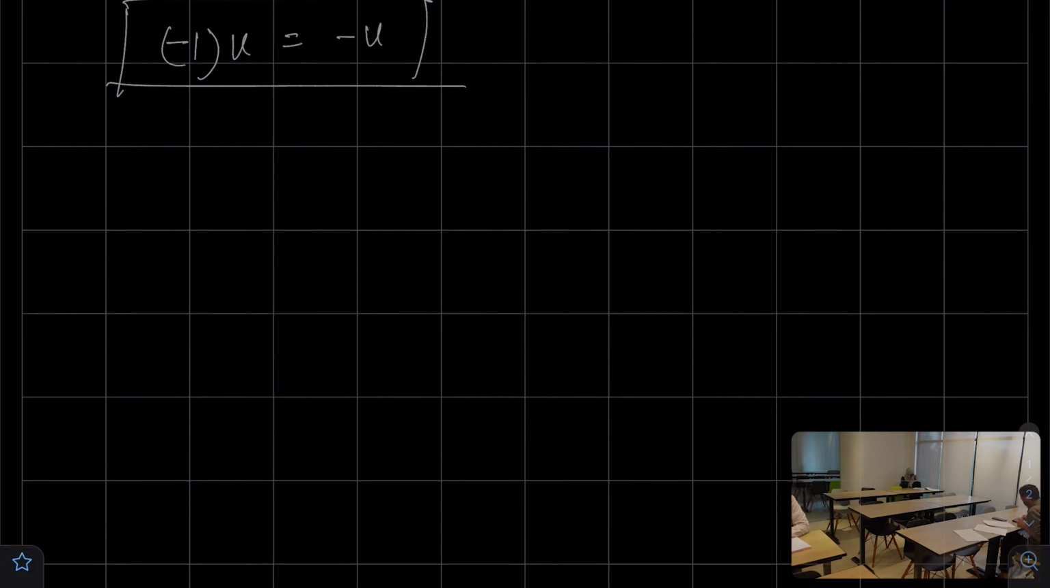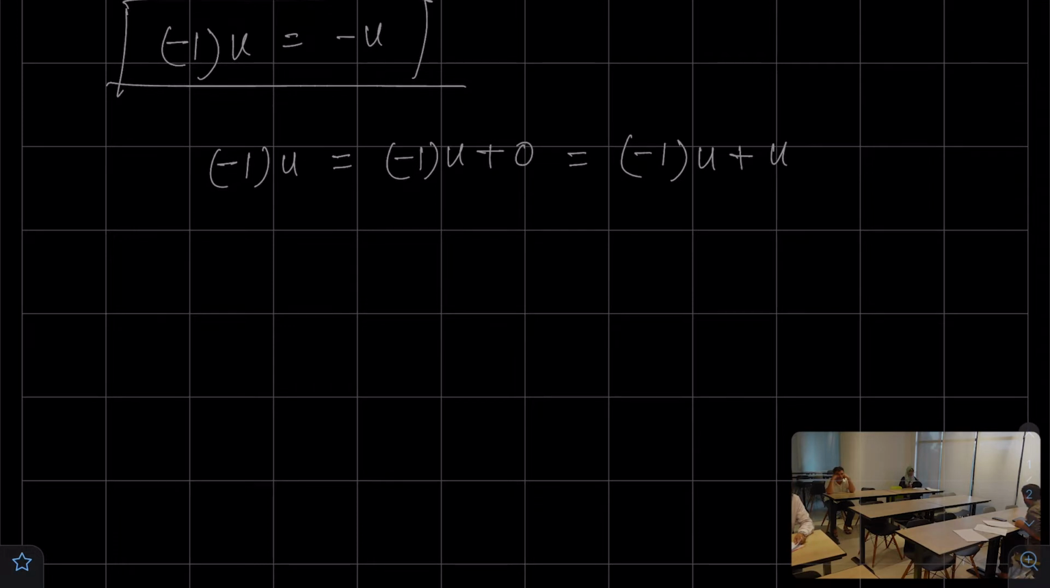So -1 times u is equal to -u, and this can be proved like: -1 times u is equal to -1 times u plus the zero vector, right? And this is equal to -1 times u plus u plus, put a vector sign on 0, minus u.